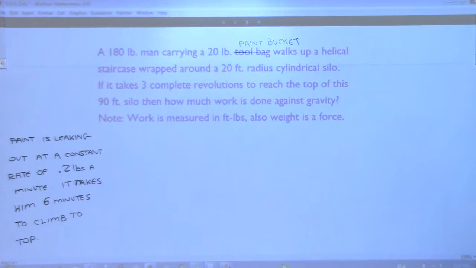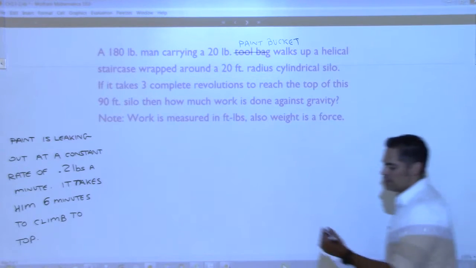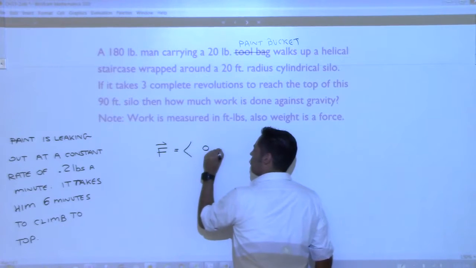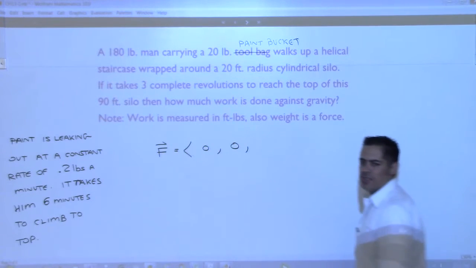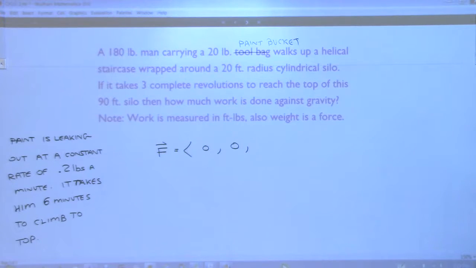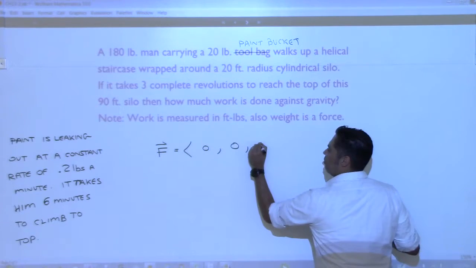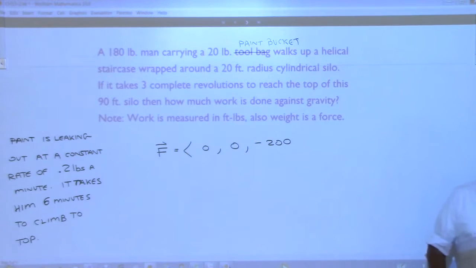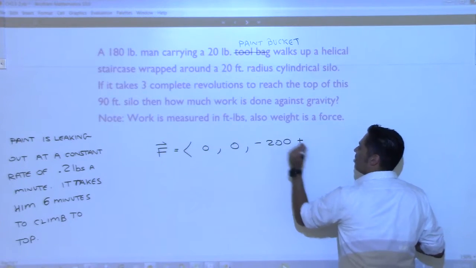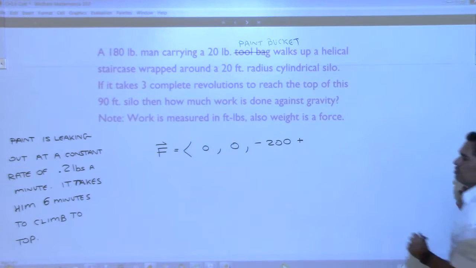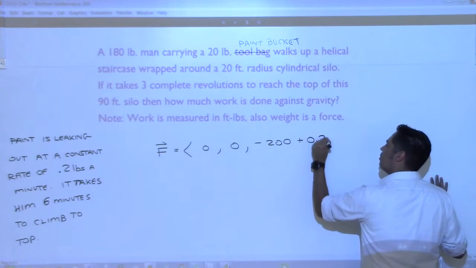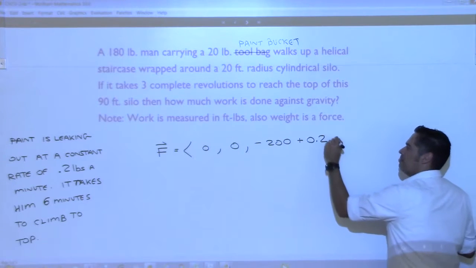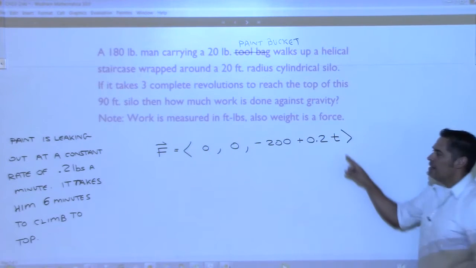It depends on a few things. Let's start with the force first. I think that might be the easiest. What about his force vector? We still have 0, 0, right? Okay. So how does that z component change now? It's going to be 200, but it's going to be minus 0.2. We're going to go negative 200 for the vector down, plus 0.2 pounds every minute, so we need to multiply this by t.